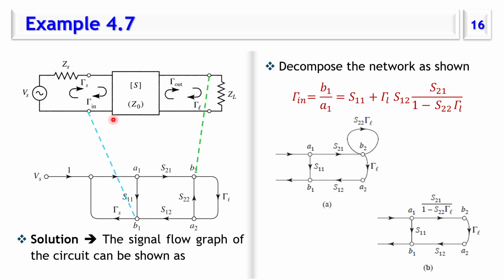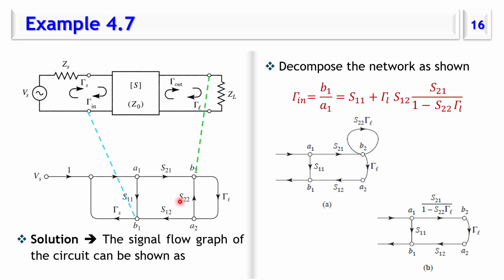Okay, so for calculating gamma in, it means that we are looking from here. When the signal goes in, what is the reflected amount that goes out? For gamma in, we're going to cut the network at this point, so we are studying this part. What we are interested in is B1 over A1 under this condition. What is the condition? We have a load here.